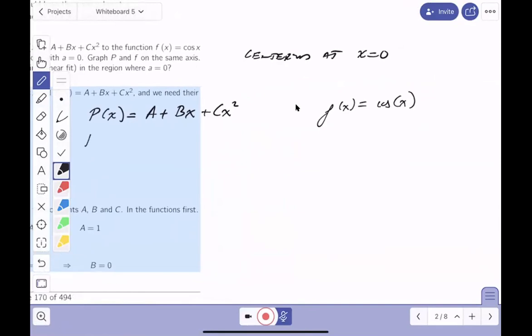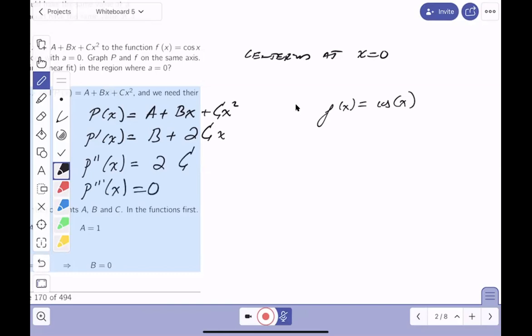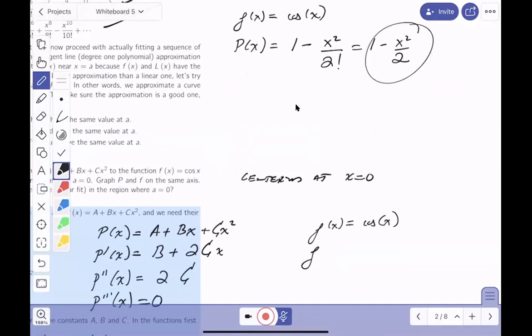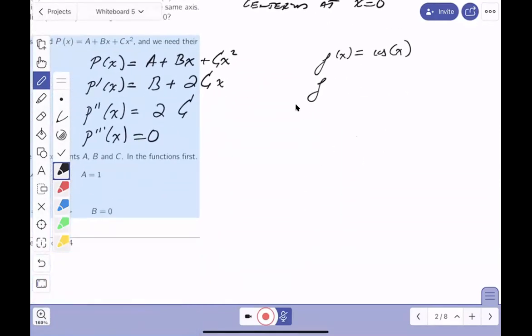So let me write this down over here. P prime, well, that's going to be b plus 2cx. I'm going to write p double prime, and that's going to be 2c. Now, if I put down p triple prime, that's going to be 0. Well, let me write this down. And by the way, they have to agree. And I have suspicions. This is my suspicion, that's going to be my answer. So let's write this down.